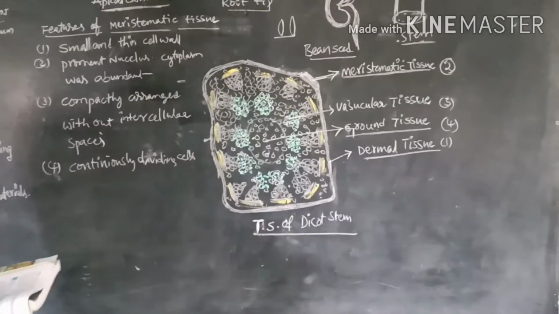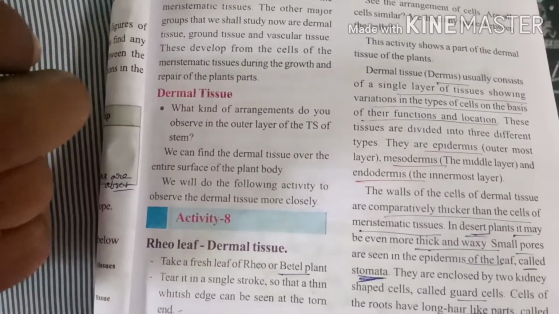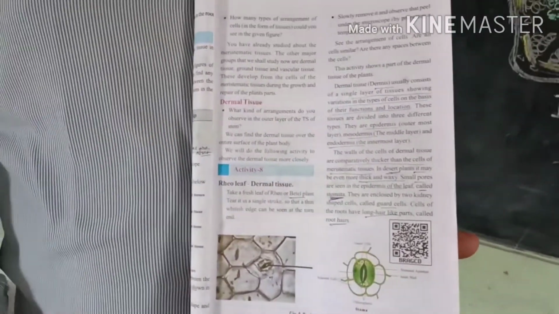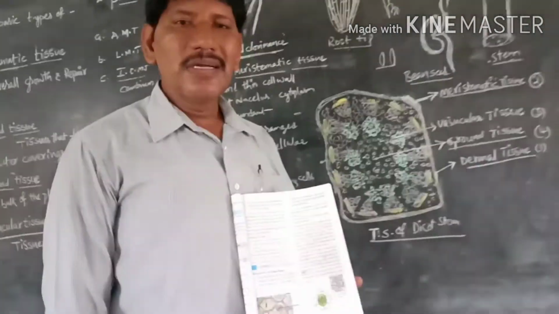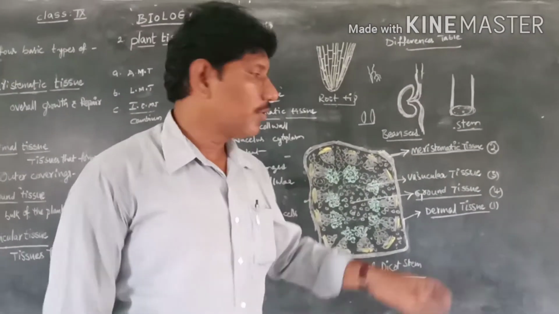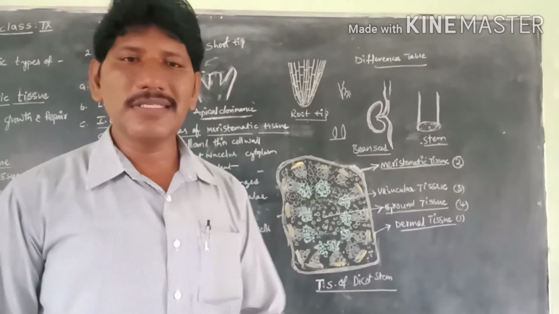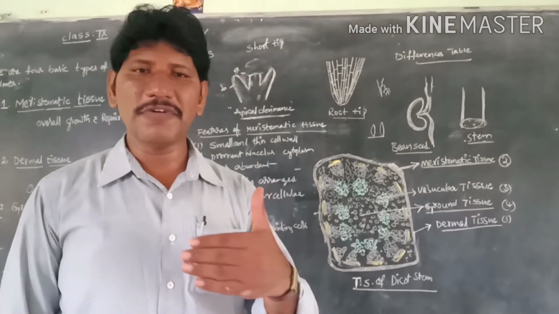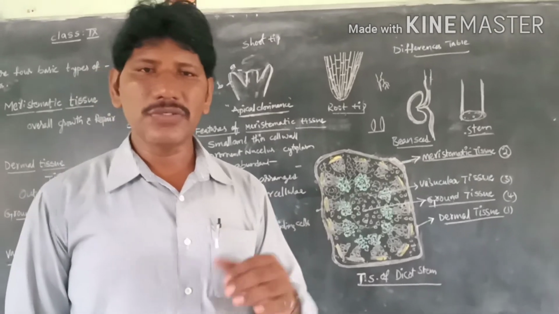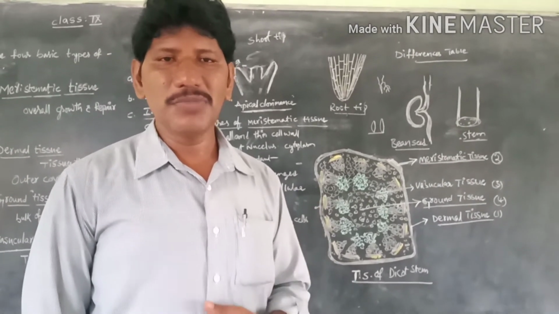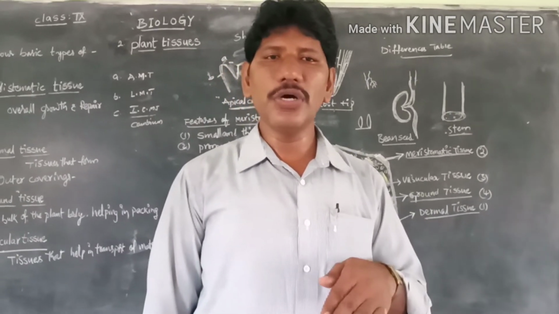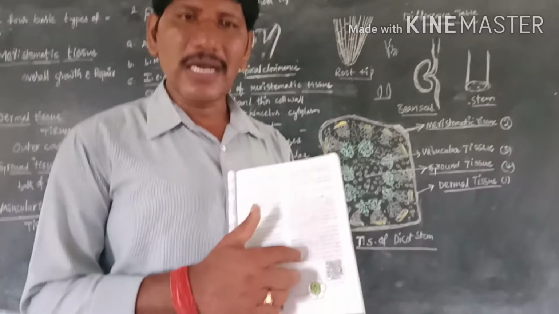So now coming to the dermal tissue. Dermal means skin. What do you mean by dermatology? Dermatology is the branch of study of the skin. So the first and foremost layer of the TS of dicot stem is called dermal tissue, the outermost covering layer, but it has three different layers: outermost layer, middle layer, inner layer. The outermost layer is called epidermis, the middle layer is called mesodermis, and the last inner layer is called endodermis.